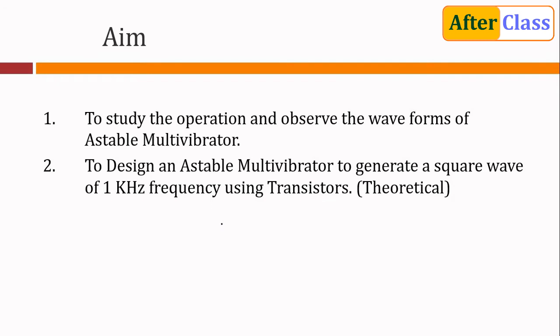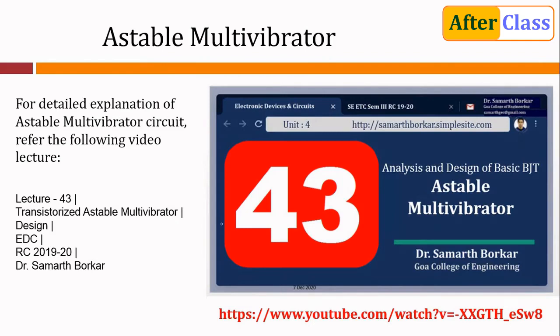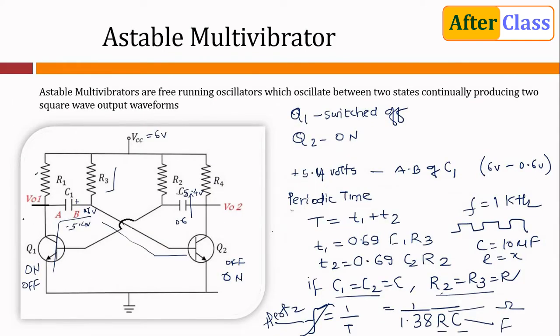So the aim of this experiment is to study the operation and observe the waveforms of Astable Multivibrator, and as I've said, we can get the output at both ends, here as well as here. So we can tap the output signal from both the collectors, but for example, at one timing interval, if this is high, for that corresponding time interval the output of V02 will be low, and when this is low for the second half, it will be high for this corresponding time interval. So they are just inverted to each other.